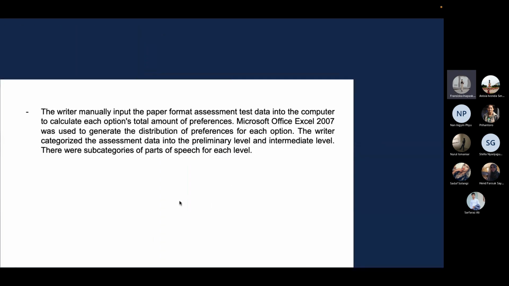And then for the assessment, the writer manually input the paper format assessment test data into the computer to calculate each option's total amount of preferences. Microsoft Office Excel 27 was used to generate the distribution of preference for each option. The writer categorized the assessment data into the preliminary level and intermediate level, and then there were subcategories of parts of speech for each level. So the analysis of each option's total preference was carried out according to different parts of speech.